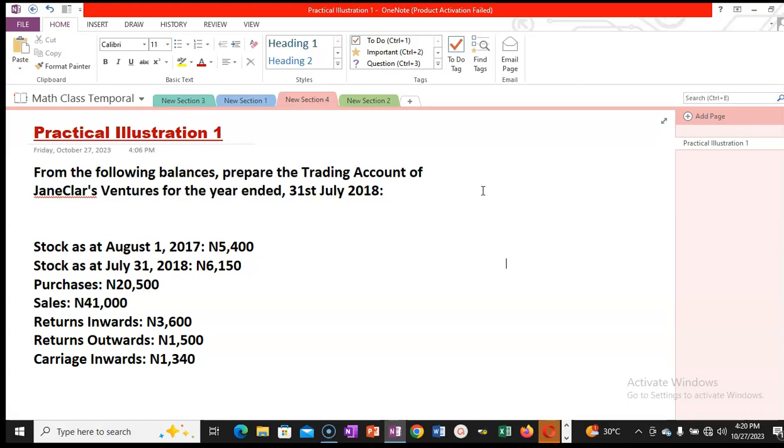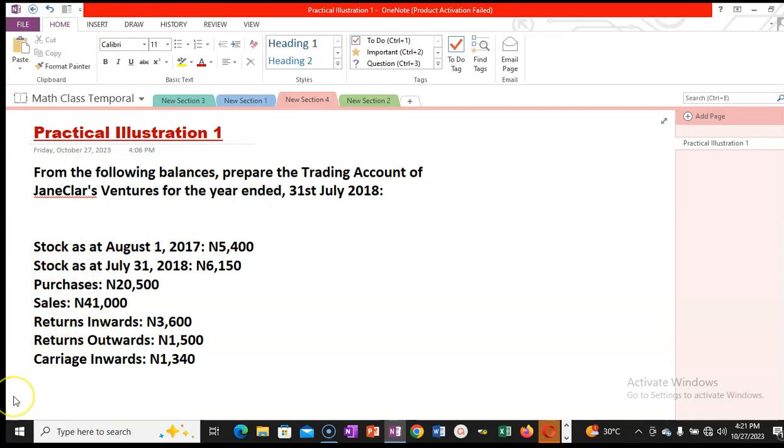Now, for this business, we say from the following balances, prepare the trading account of Class Ventures for the year ended 31st July 2018. If this particular business has a year ended 31st July 2018, it simply means that the beginning of this business year is always August 1. So this particular year started August 1, 2017, and ends 31st July 2018. That's the accounting, financial, or business year. Students should know this.